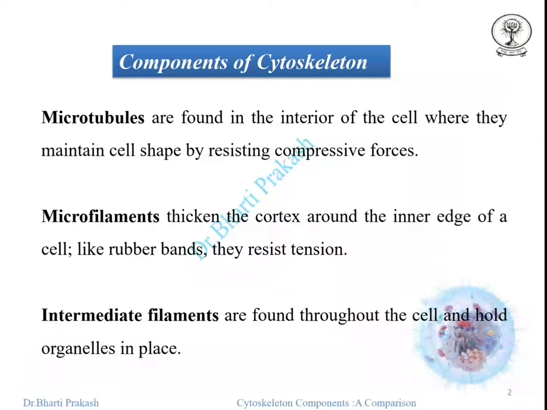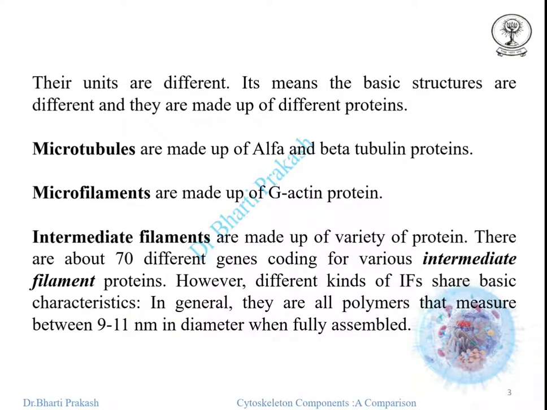First, just a brief recap of what we have discussed so far in our previous lectures. So what are the components of the cytoskeleton? We studied they are the microtubules, the microfilaments and the intermediate filaments. The microtubules are found in the interior of the cell, where they maintain the cell shape by resisting compressive forces. The microfilaments thicken the cortex around the inner edge of the cell, and like rubber bands they resist tension, whereas the intermediate filaments are found throughout the cell and hold organelles in place.